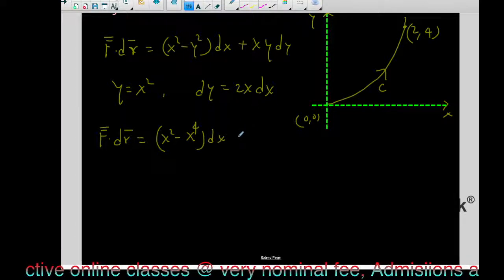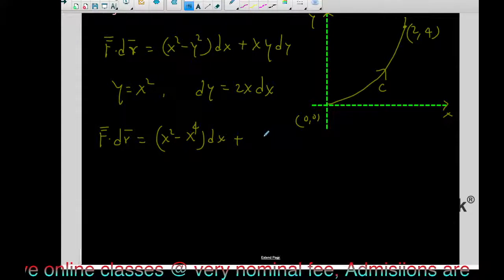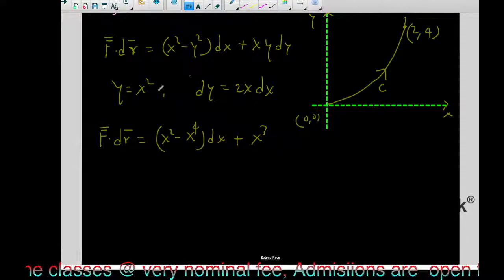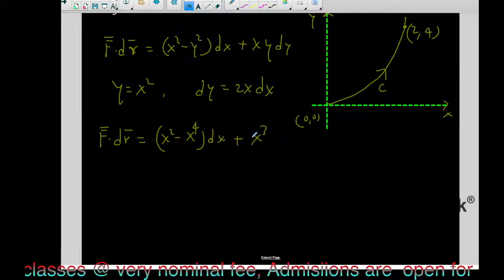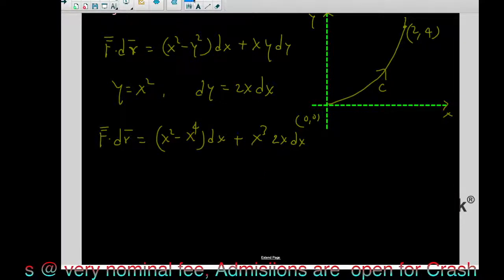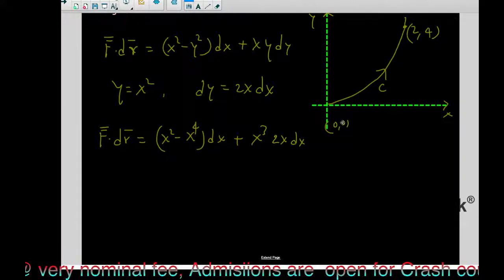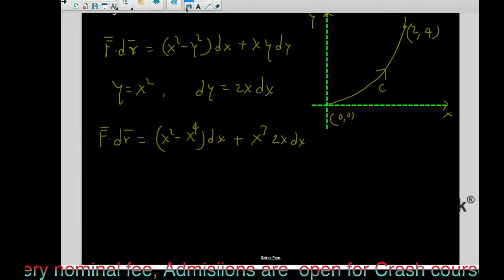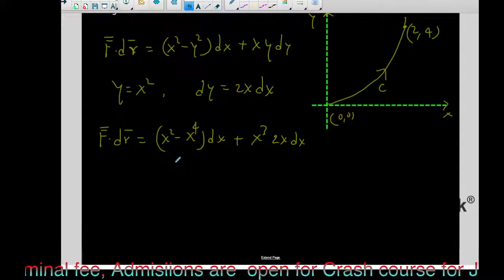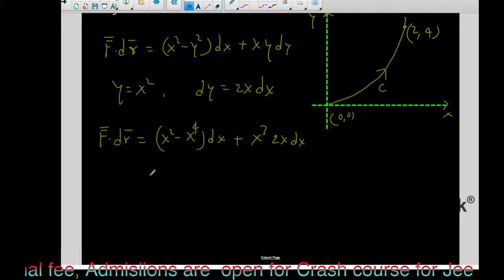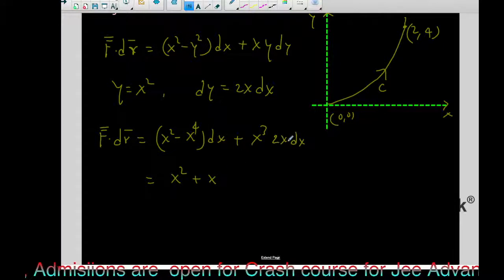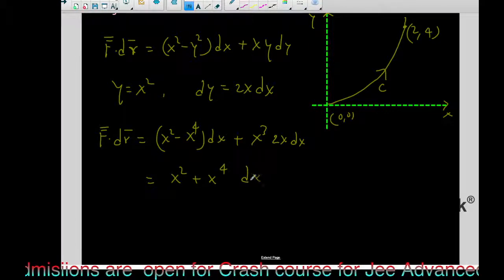And then plus xy dy. So x as it is, and for y that is x cube, because x square into x. And for dy, once again, that is 2x dx. So you can go ahead and do it this way, and then integrate. What is the answer? After solving, what do you get? x square plus 2x to the power 4 minus x to the power 4, so that will be x to the power 4. Are you getting?